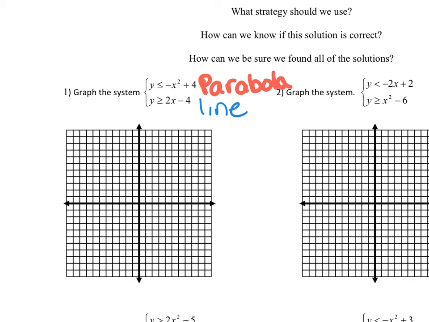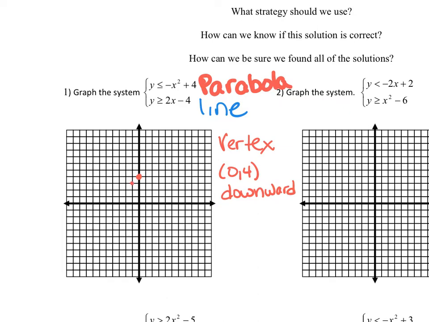If I look at my parabola, I notice that the vertex is going to be at 0, 4. The other significant thing about the parabola is that it's going to be downward facing. How do I know it's downward facing? Because of the negative in front of the x squared. So I'm going to start my graph up at 1, 2, 3, 4, 0, 4 for my parabola.